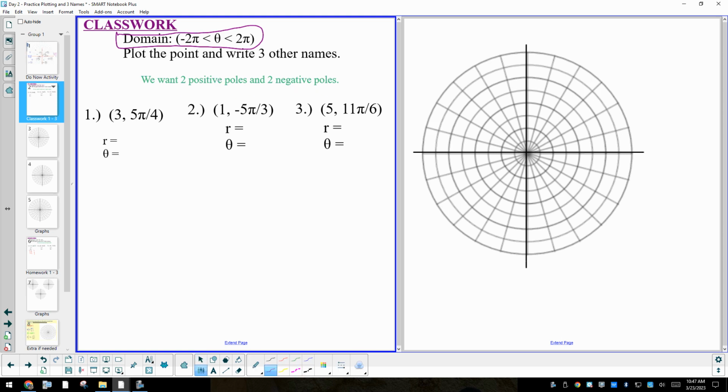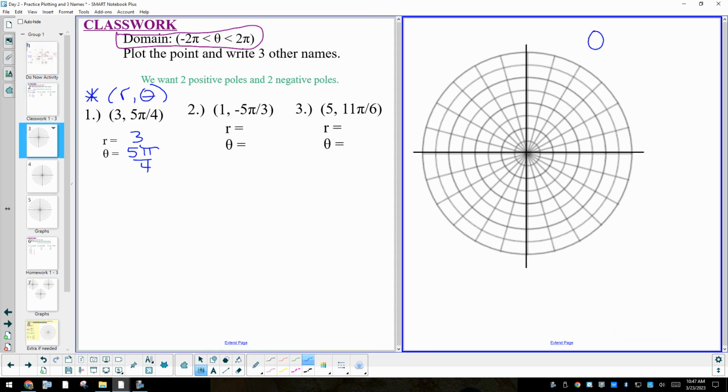Okay, so now remember, polar coordinates go r, comma, theta, right? The r is called your pole. So our r is 3, and our angle is 5 pi over 4. So this is number 1. Right. So we're doing 3.